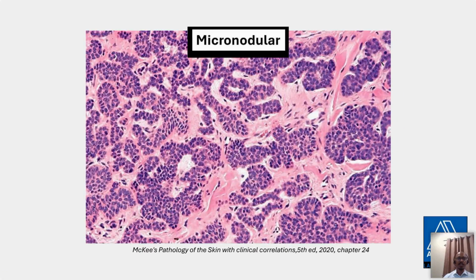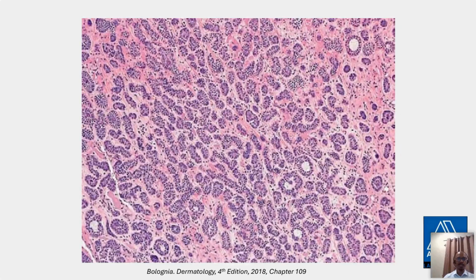And there's micronodular BCC, which is characterized by small nodules. Some of them might even comprise only a few cells. And it's quite an infiltrative variant of BCC. This is a nice example from Bologna. You can appreciate the small little nodules.